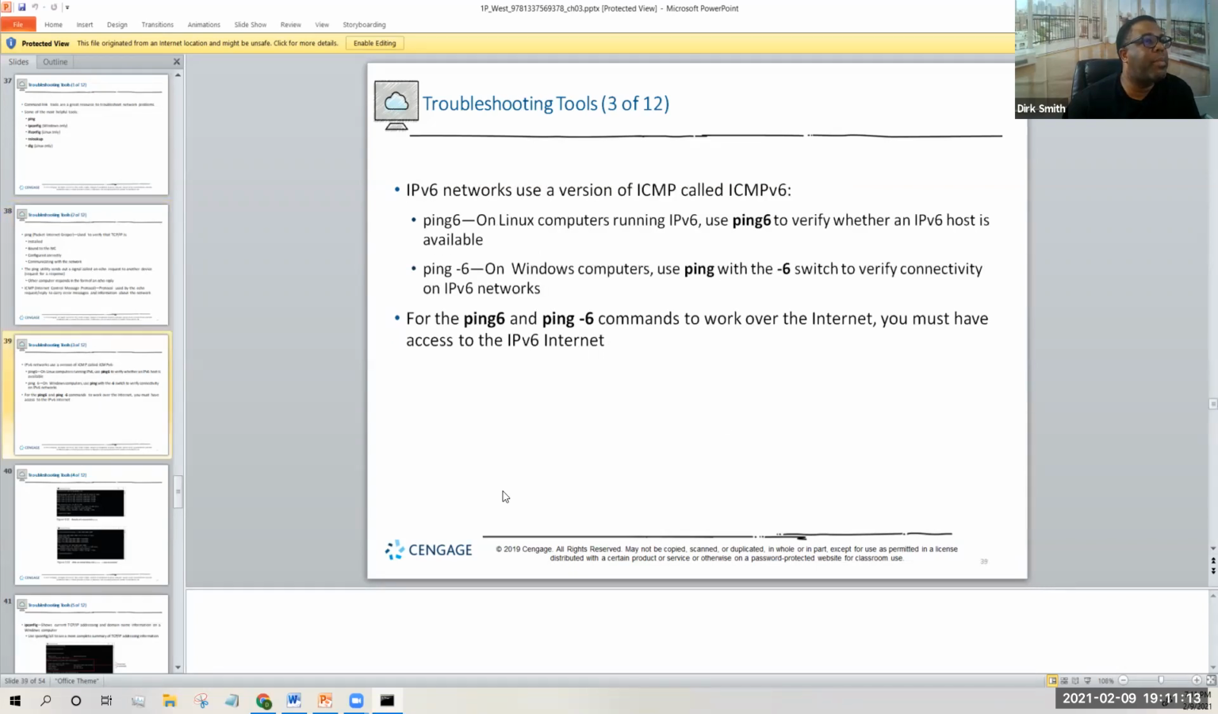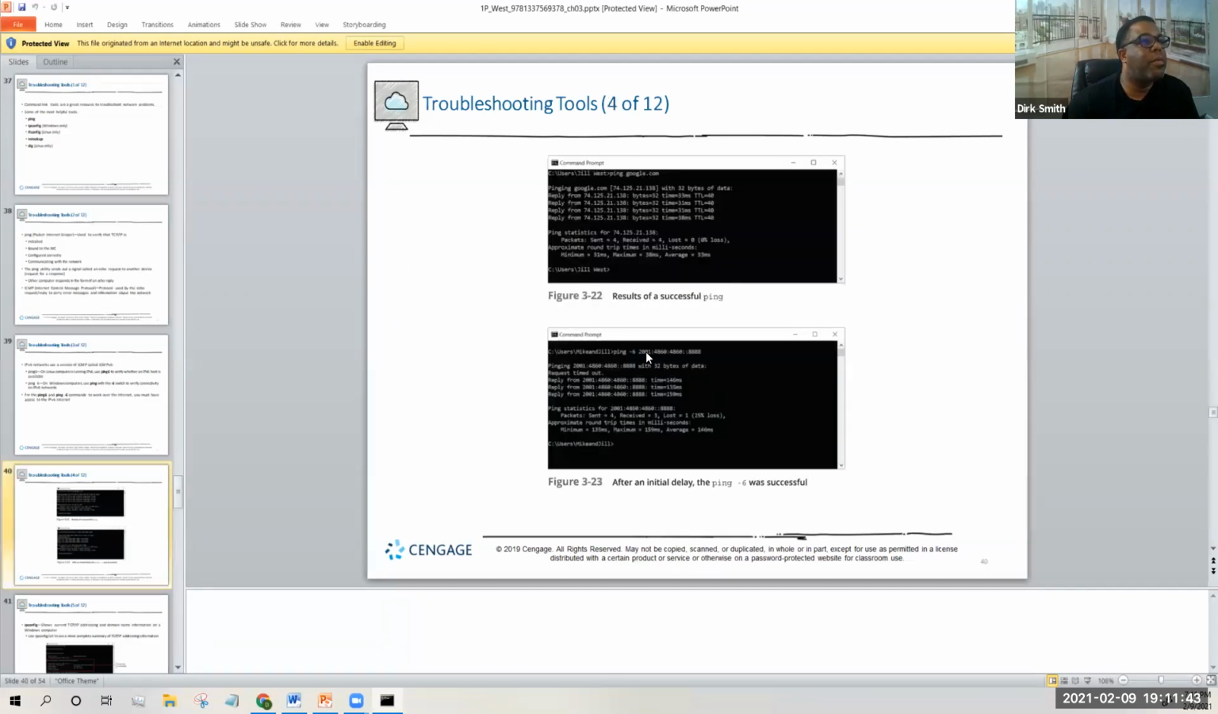IPv6, what are we talking about here? IPv6 networks use a version of ICMP called ICMP6, ping 6 on Linux computers. Okay, so this is kind of the way it does it on Linux-based computers using IPv6. I can't test it because I don't have a Linux box with me, and you got to be on an IPv6 network. Most things are defaulted for IPv4. Okay, so just that command here, but they gave a screenshot of how it will look.